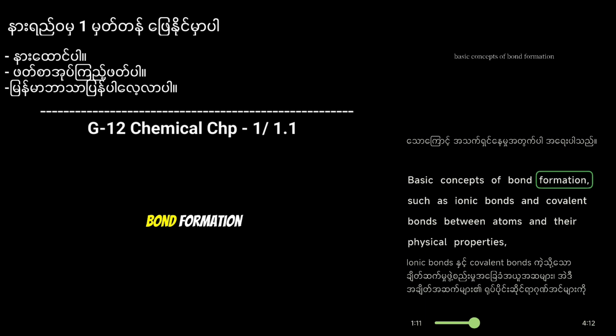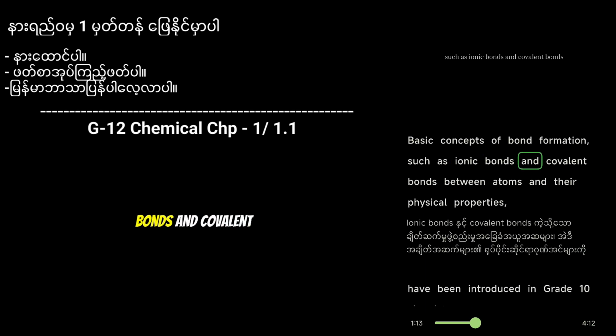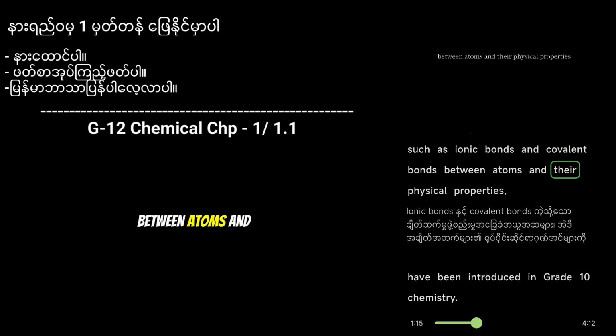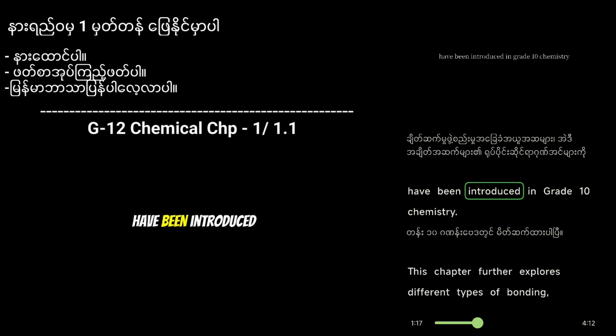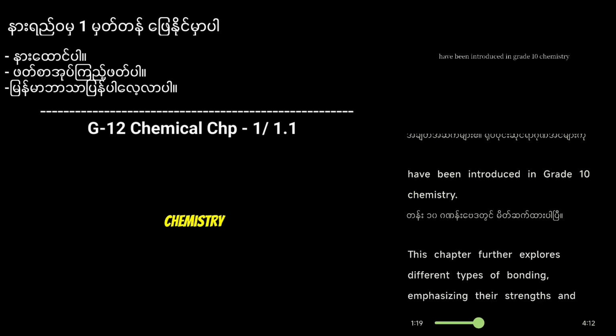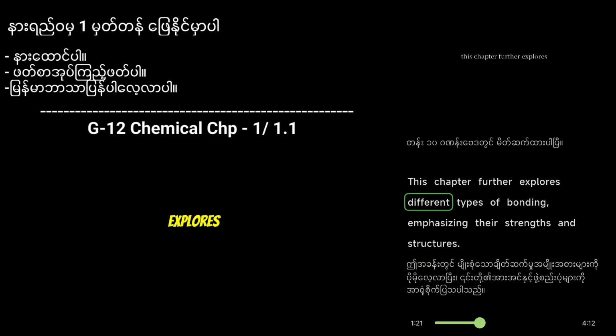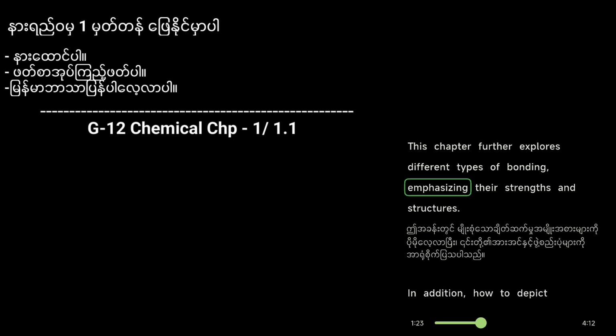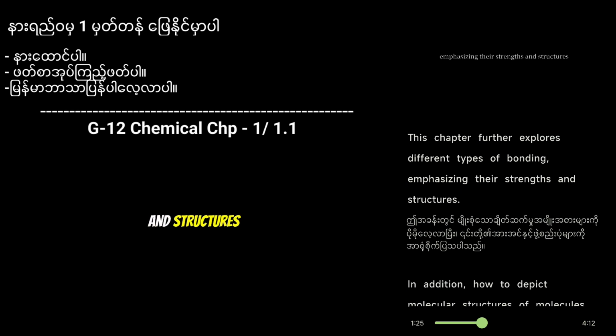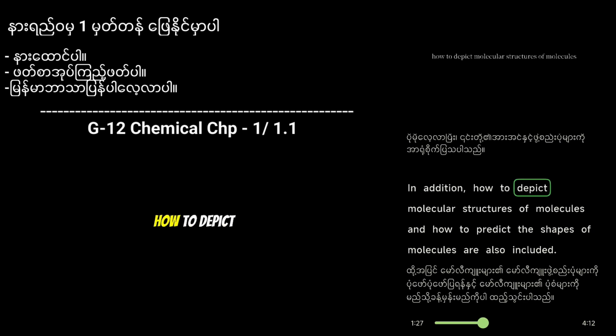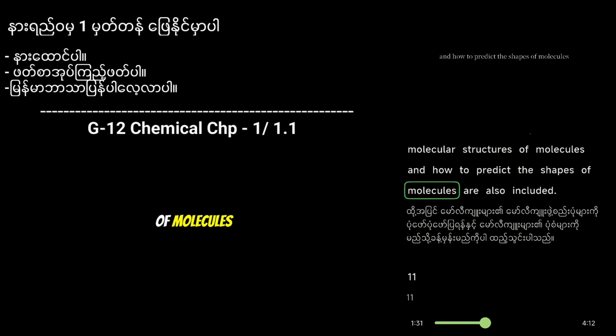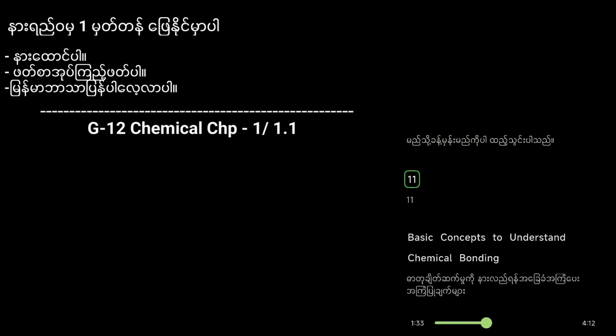Basic concepts of bond formation, such as ionic bonds and covalent bonds between atoms and their physical properties, have been introduced in grade 10 chemistry. This chapter further explores different types of bonding, emphasizing their strengths and structures. In addition, how to depict molecular structures of molecules and how to predict the shapes of molecules are also included.